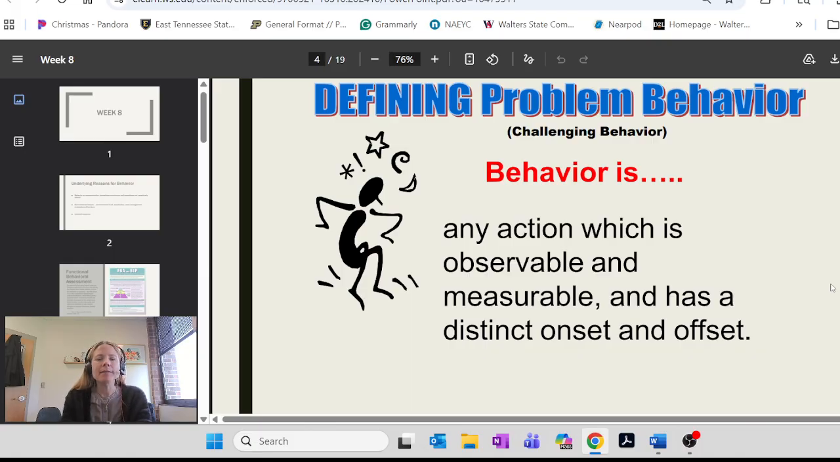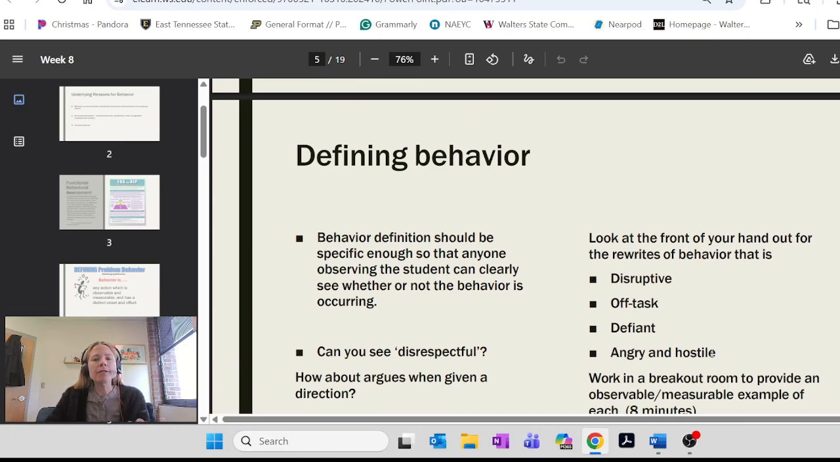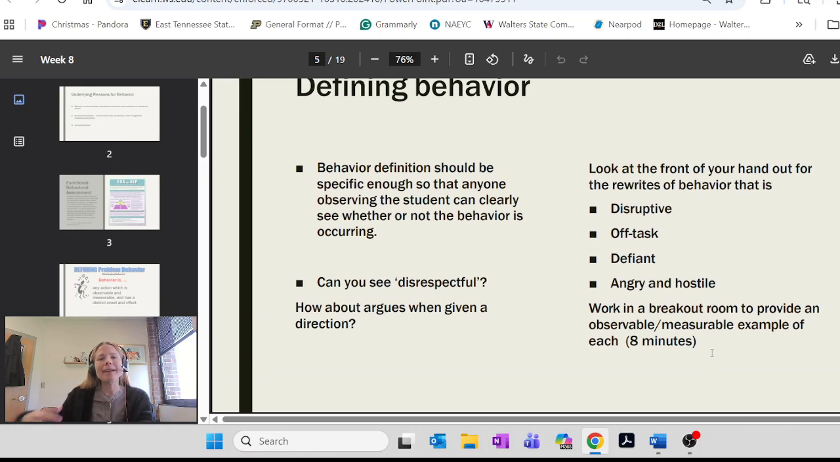It has to be something that's measurable. Think about an action word you can measure. An action has a distinct onset and offset when we're talking about behavior. It's measurable, observable, there's an on and off. So when we're defining behavior, we can't say disrespectful as something that's measurable, because what you think is disrespectful could be completely different than what I think is disrespectful, right?